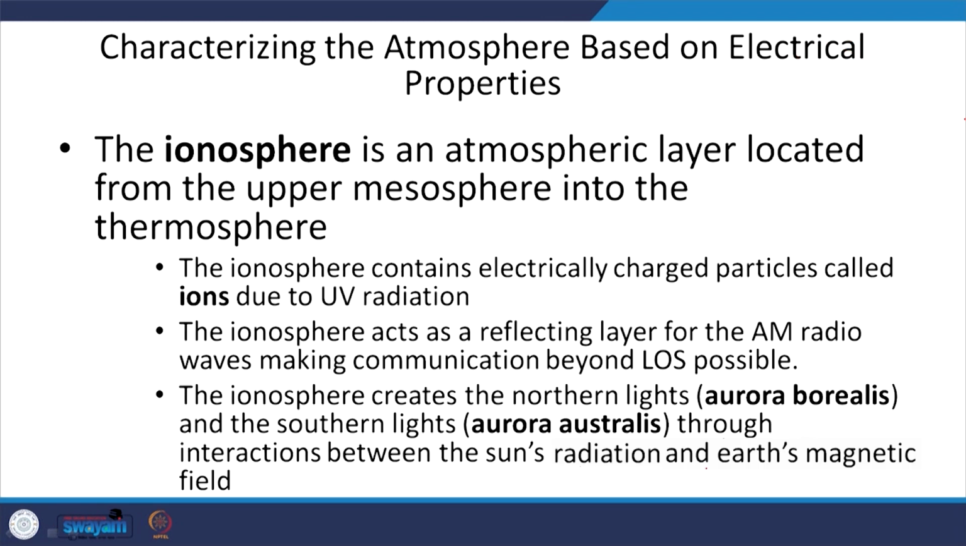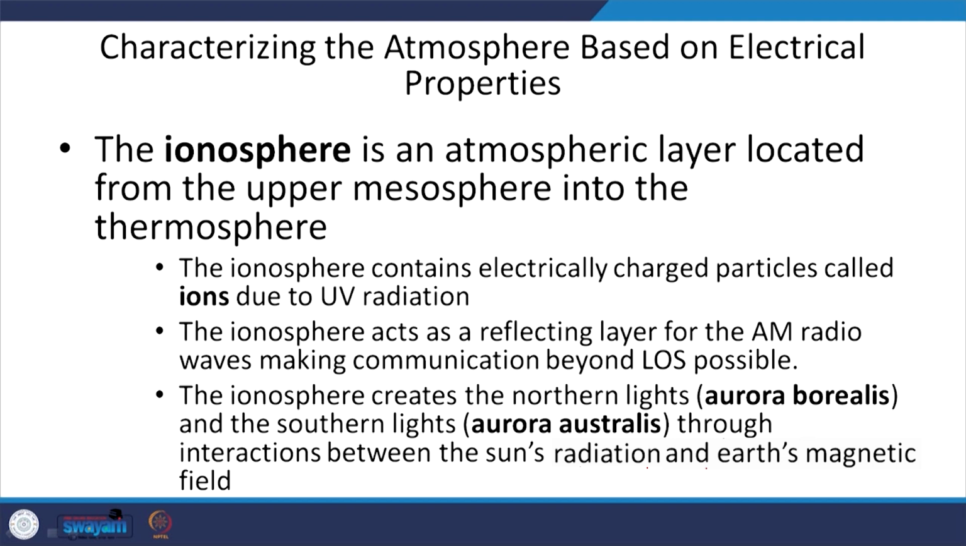And in addition, the ionosphere creates the northern lights such as Aurora borealis, which you see in the northern hemisphere or northern pole, and the southern lights, which are Aurora australis, seen in the southern pole, through interaction between the sun's solar radiation and the earth's magnetic field.